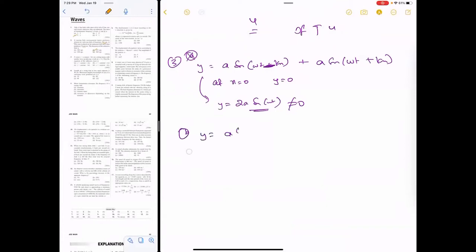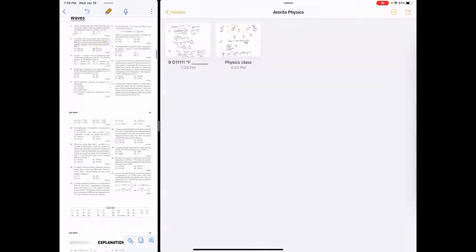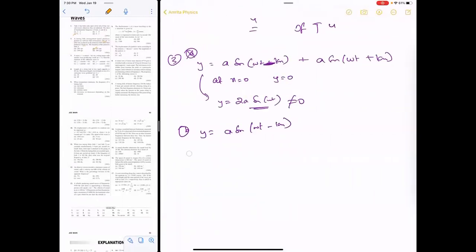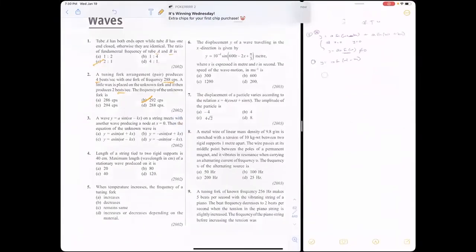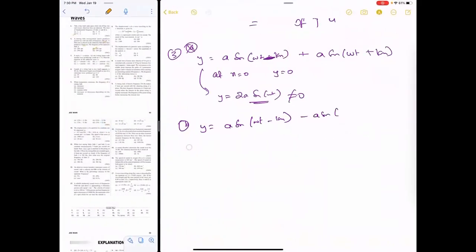Well, let us try option B. Y is equal to a sine omega t minus kx, minus a sine omega t plus kx. What is the expansion of this? How much do we get? At x is equal to 0, we are getting a sine omega t minus a sine omega t. We are getting 0. So at x is equal to 0, we are getting y is equal to 0. So option B is right. You can also try with C and D, but already got the answer, so I am not going further.